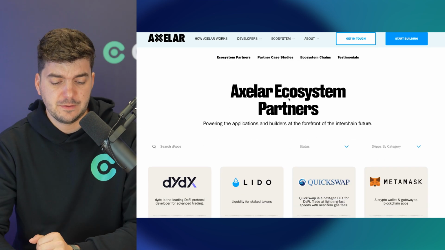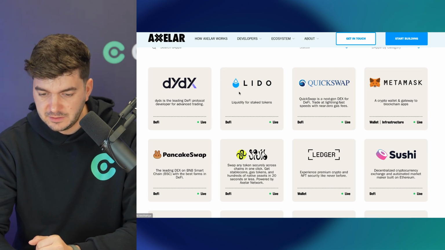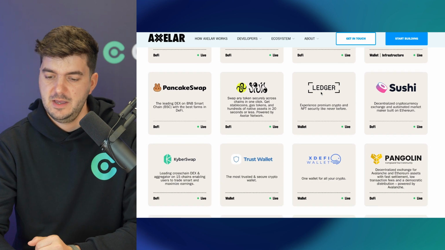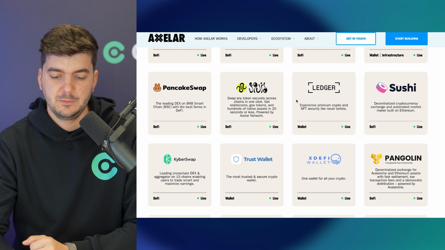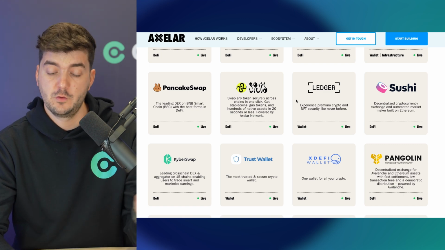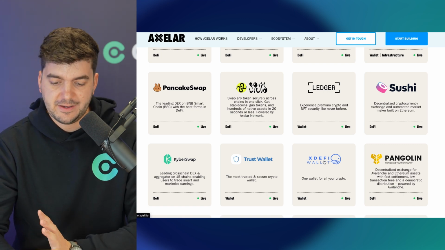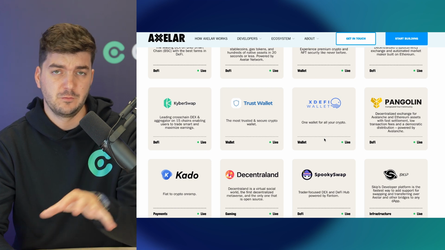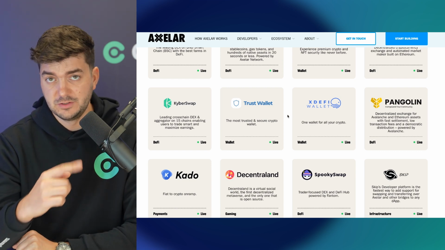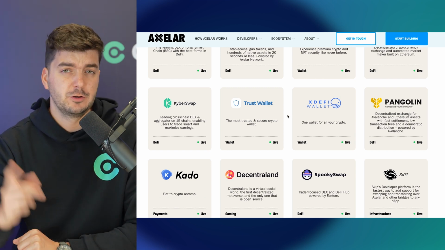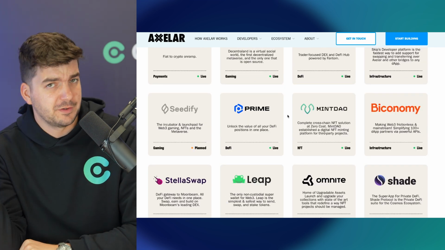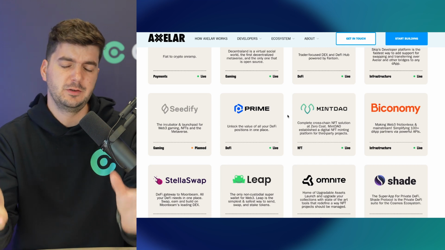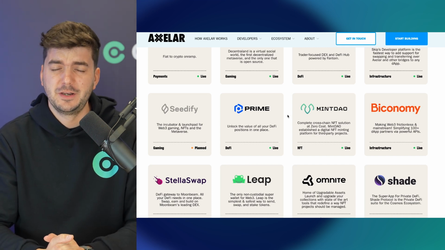If we check the ecosystem partners, we can see that DIDX, Lido Finance, QuickSwap, MetaMask, all the big names are here because they all want and they all work on interoperability. Ledger, XDeFi wallet, we reviewed the XDeFi wallet here on the channel as well. Go and check it if you want a wallet where you don't want to swap between chains. CDeFi, one of the biggest launchpads. So yeah, I could go on and on about that, and I think that by now you get what I want to say.